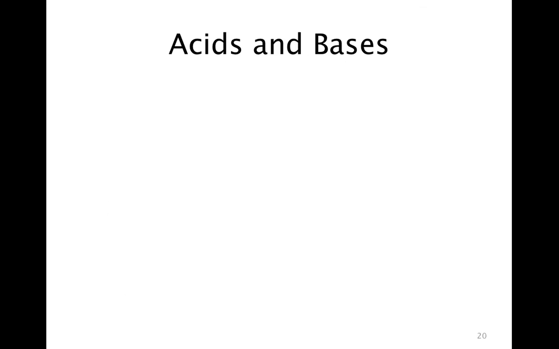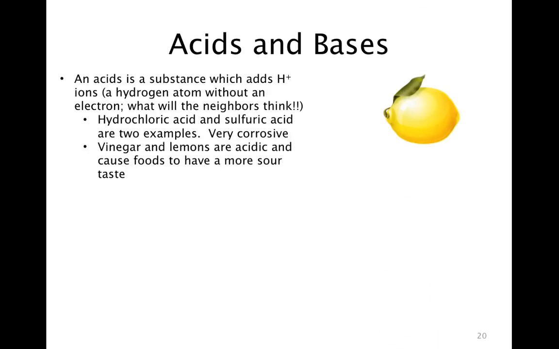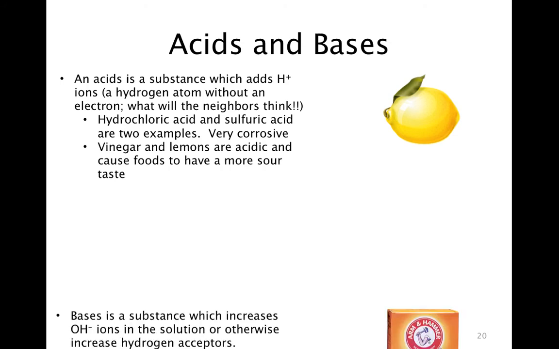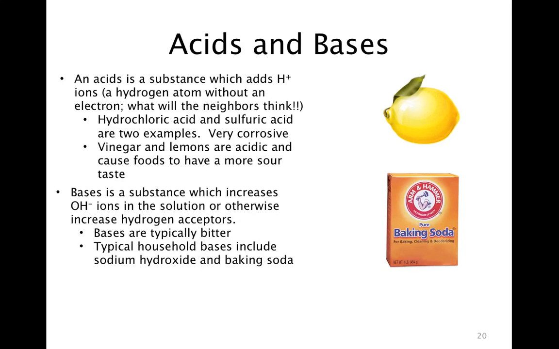So acids and bases. An acid is a substance which adds hydrogen ions to substances. So hydrochloric acid and sulfuric acid are 2 examples, very corrosive. Vinegar and lemons are acidic. If you have foods that are slightly acidic, they're generally sour in taste. Not always, but they're generally sour. I'm thinking lemons. A lot of your citrus fruits are that way.